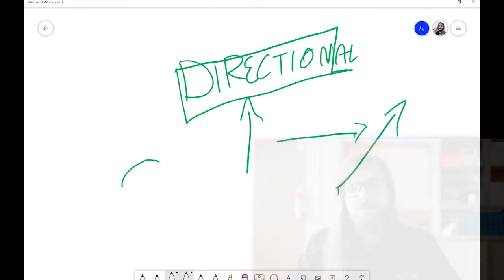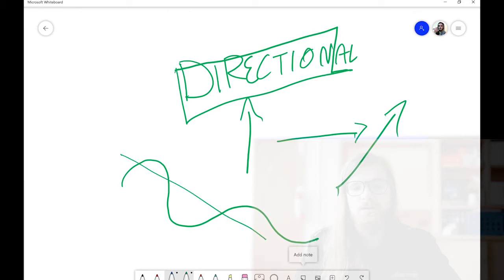When you have a curvy line or the outline of something, you can't really tell what direction that's going. Maybe it's tending towards this way, but even then when you're saying which way it's going, we make a straight line. So straight lines are directional lines.